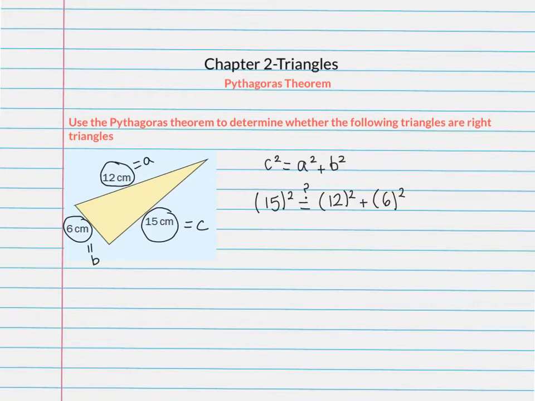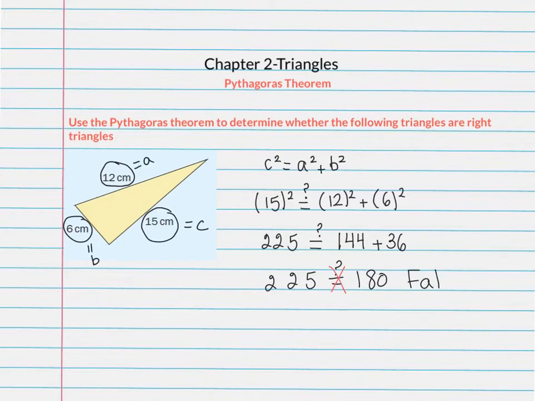15 to the power of 2 is 225. Is it equal? 12 to the power of 2 is 144, plus 6 to the power of 2 is 36. Then we continue. We have 225. Is it equal to 144 plus 36, that's 180? Of course, if you notice here, 225 is not equal to 180, then it is false.